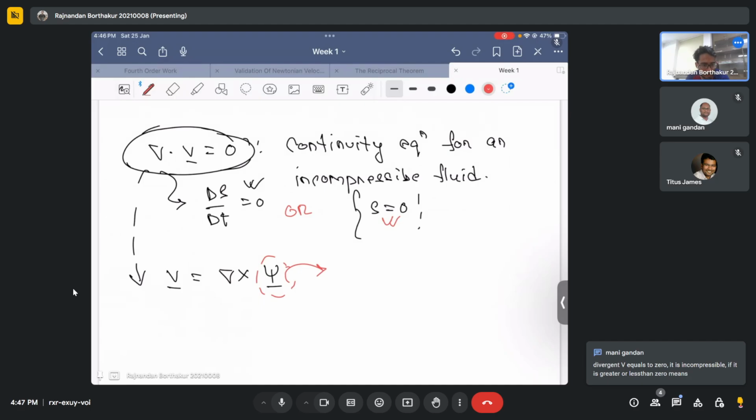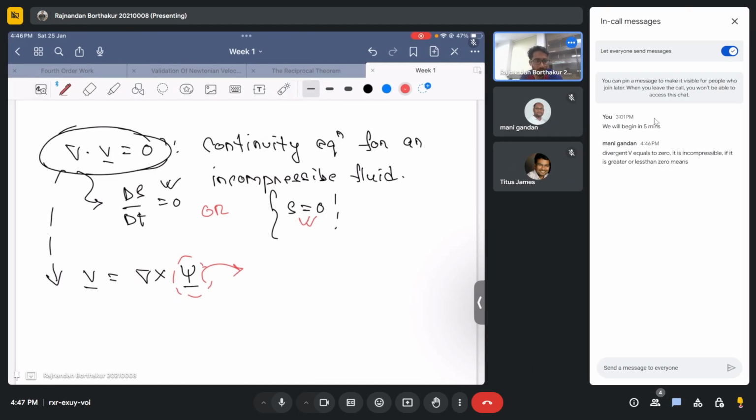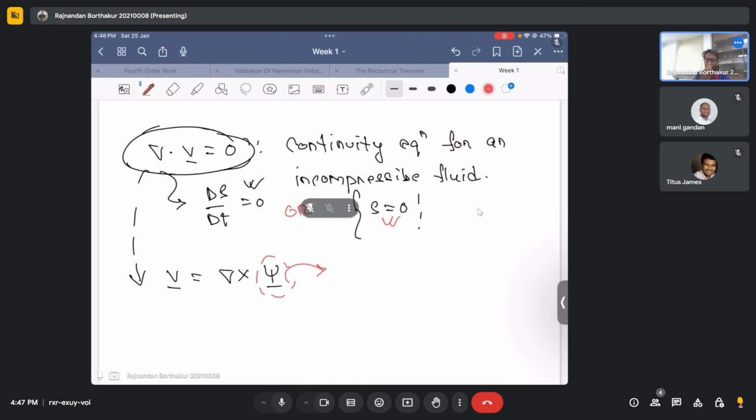So there is a question: divergence of v equal to 0, it is incompressible. If it is greater or equal to 0, okay, so I'll come to that. I'll just finish this and I'll come to your question. Okay.